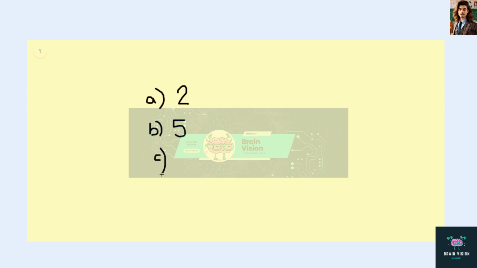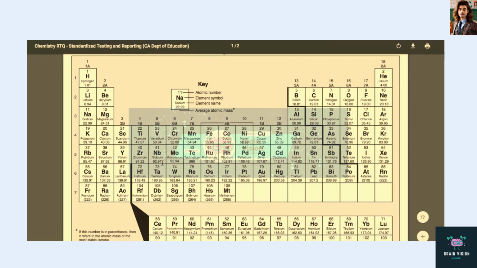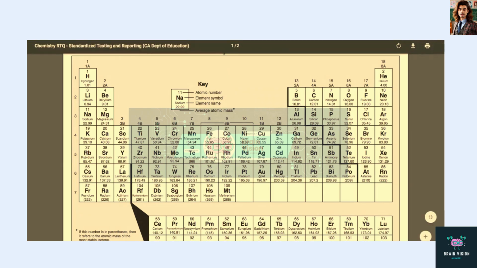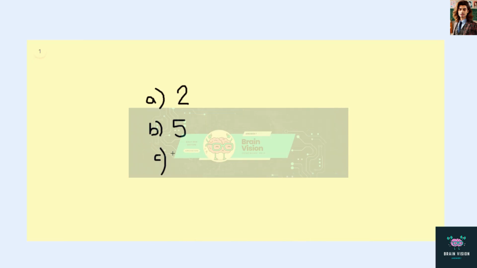Let's move on to C. For C, we have 4d electrons in Y. On our periodic table, Y has atomic number 39. As mentioned previously, if it is located in the 5th period, it is actually 4d for the d block. So the number of 4d electrons would just be 1, because Y is the very first element in the 4d block. So the answer here is 1.